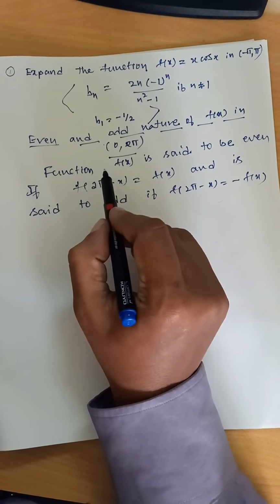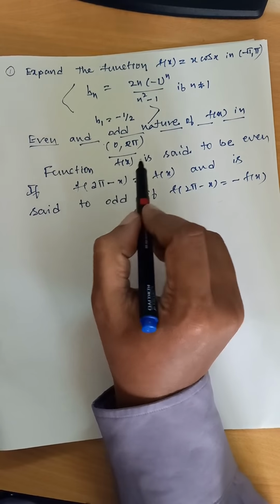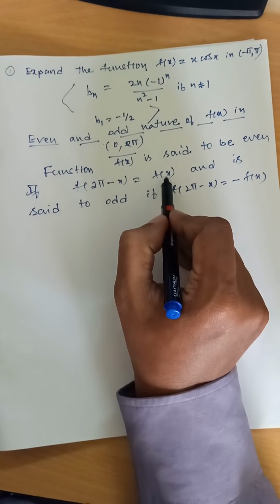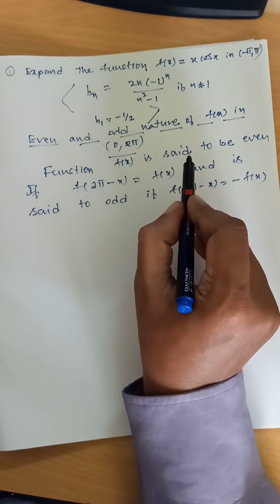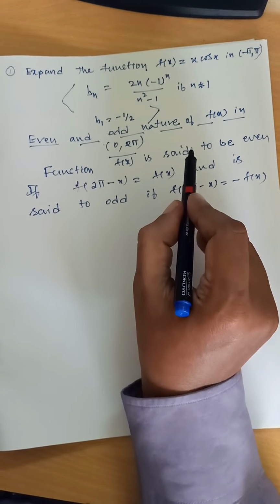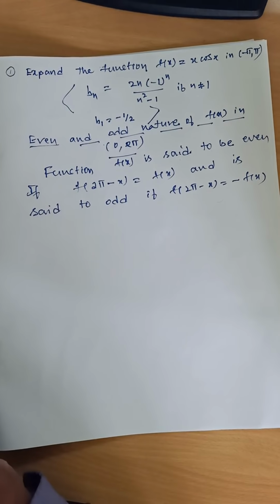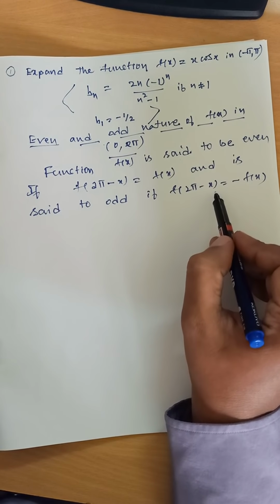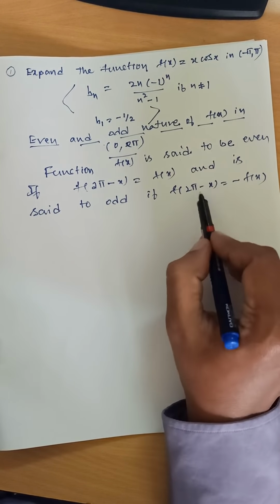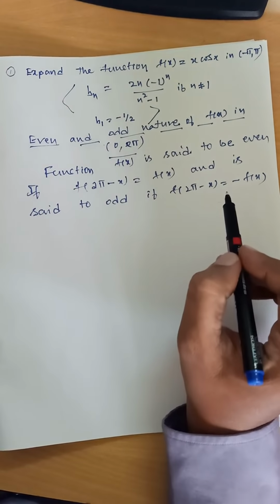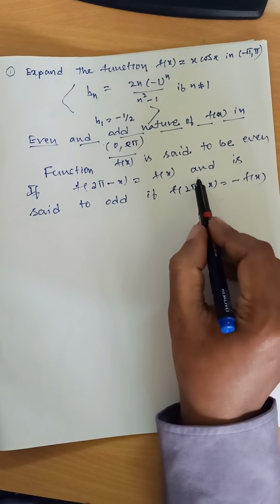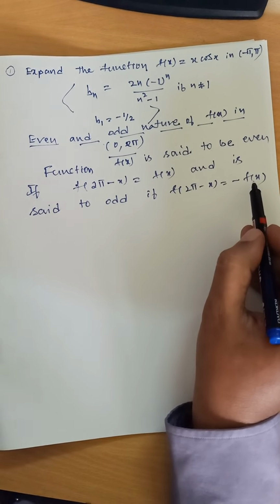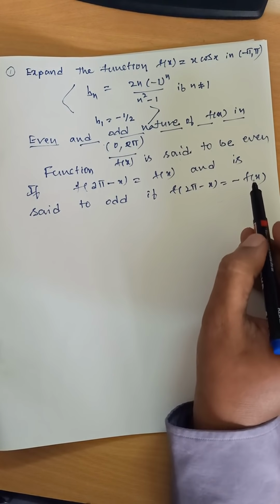But here replace x by 2 pi minus x. For even, replace x by 2 pi minus x, you will get f of x. We confirm the f of x is even. Even means we find a naught and an. Obviously bn is 0. So this is the condition for checking the given function f of x is even or odd in 0, 2 pi. The condition is replace x by 2 pi minus x, you will get minus f of x. We conclude the given function f of x is odd.